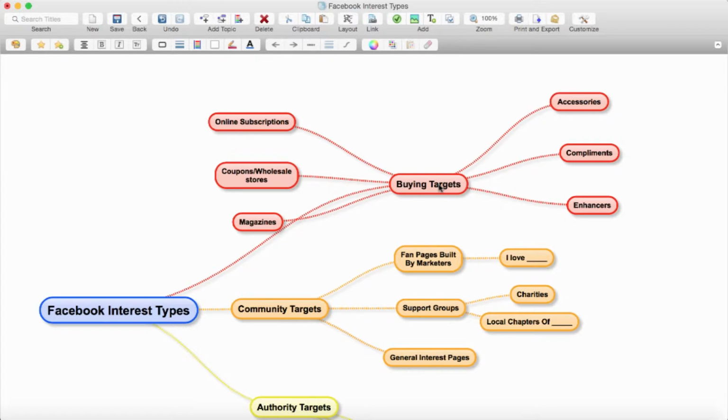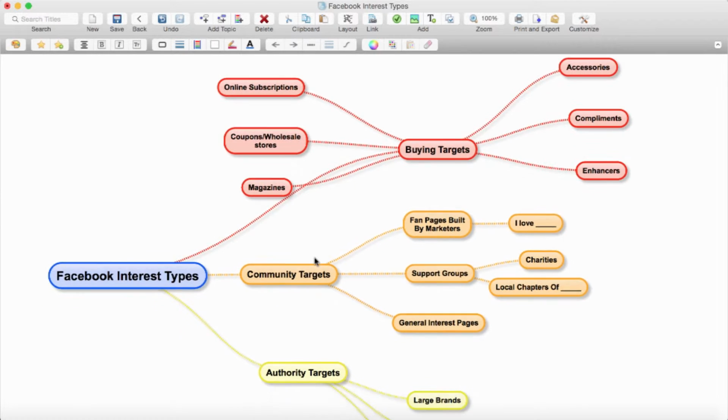Now, your buying targets will be what you initially start with. We'll call that your launch ad. These are going to be your very passionate people that you do very good research on and that you kind of go after to see if you have a viable product. Your community and authority targets are best reserved for your scaling process, where you want a lot more sales, but now you're expecting your ROI to go down because these are just not as targeted as your buying targets above.